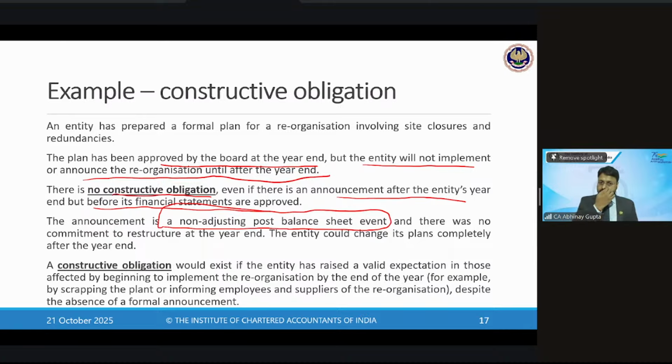Events occurring after the balance sheet date, correct? That's the name of the standard. Now, for the purpose of Ind AS 37, because we also encounter such obligating events, which may occur on 31st March or later after the year end, we need to do some harmonious interpretation between Ind AS 37 and Ind AS 10. That's what we are trying to do in this example.